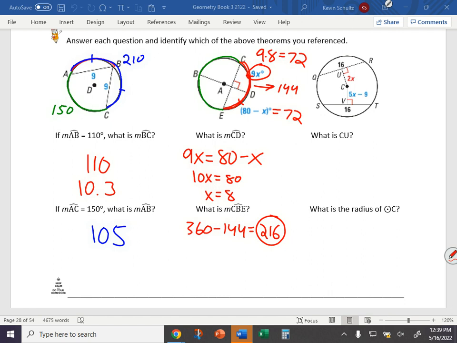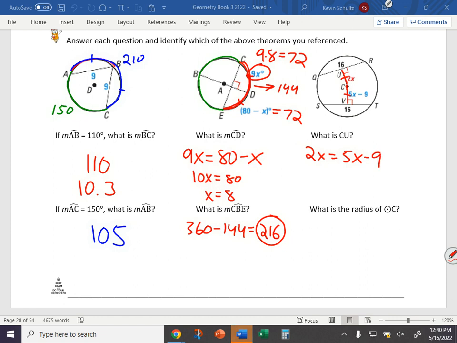Okay, and we're also told the chords are congruent, right? Because QR and ST are both marked as 16. Actually, we don't know that CU and CV would be congruent without having the chords marked as congruent. You have to know one to know the other. If you know these segments are congruent here, you know the chords are congruent. Or if you know that the chords are congruent, you then know that those segments are as well. Because we're given the congruent chords, that's what allows us to conclude that 2x is equal to 5x minus 9.